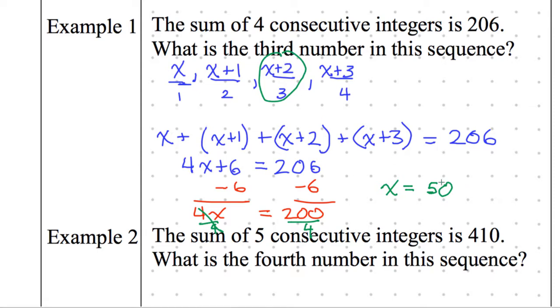Yeah, you're just plugging in this 50. You're substituting this x for 50, or this 50 for x. I guess either way works. Yeah, so 50 plus 2 is 52. So the final answer here is 52. That's the number we're looking for. That's the number we're going to box. 52.